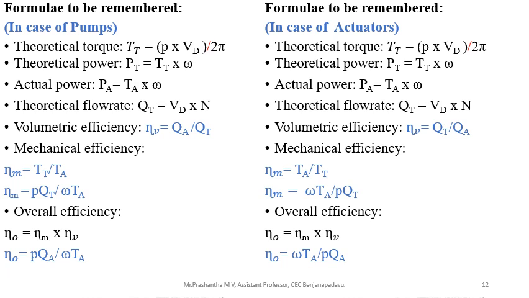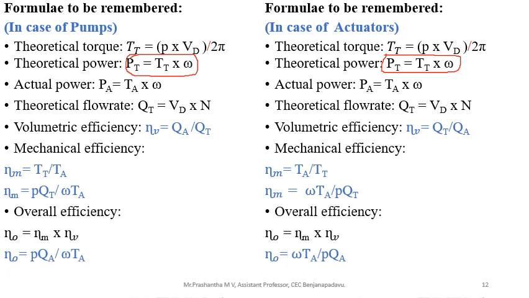You can see here, theoretical torque equal to P into Vd dividing by 2 pi, and in case of actuators, theoretical torque equal to P into Vd dividing by 2 pi. For these two cases, no issue. All these two equations are same. And when you go for a theoretical power, theoretical power equal to theoretical torque into angular velocity. Here also same. Theoretical power equal to theoretical torque into angular velocity, that is omega.